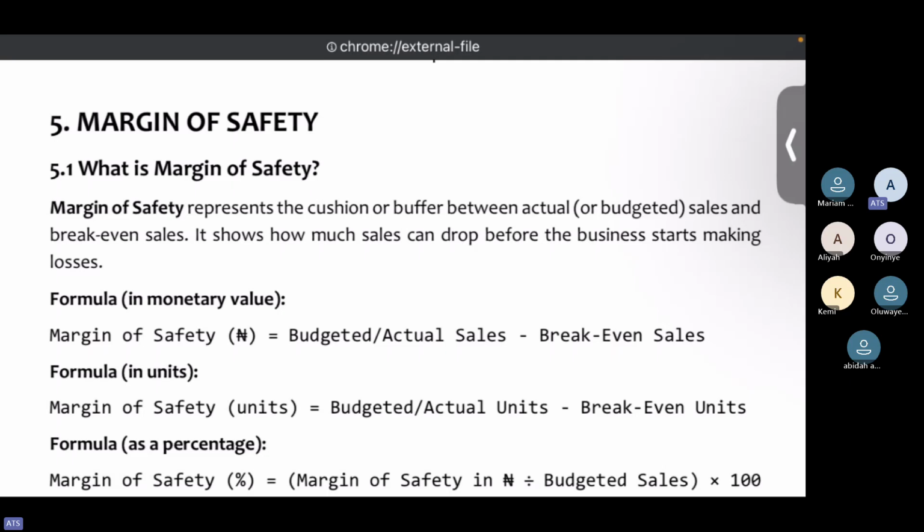So it helps you to know, oh, my sales should not go below this level, or my selling price should not go below this level. I must keep it up at this, because anything can happen, right? You should be taking measures, making amends.